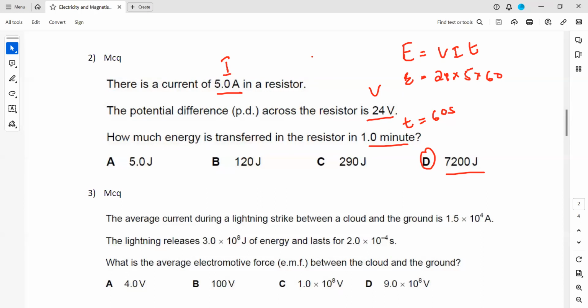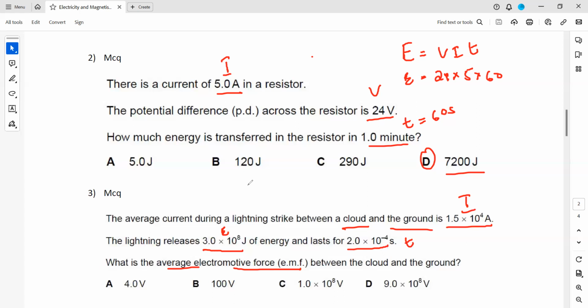The next question, the average current during a lightning strike between a cloud and the ground is 1.5 exponent 4. So we have the current I. The lightning releases 3 exponent 8 joules, so we have the energy. And it lasts for 2 exponent minus 4 seconds, so we have the time. What is the average induced or average electromotive force between the clouds and the ground?